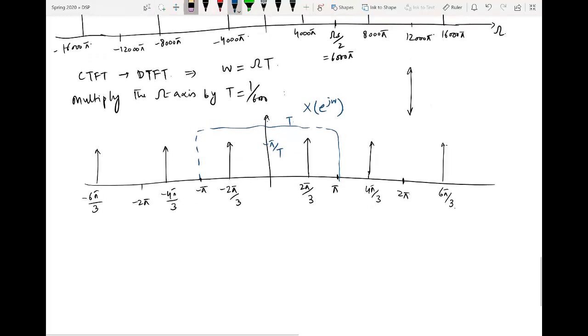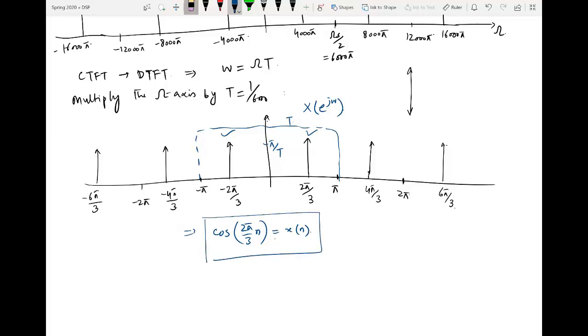When we recover this signal, only these two impulses will pass through this filter, and the discrete time signal will be cos 2 pi by 3 n as per the formulation. So this is basically your sampled signal. X of n is equal to this.